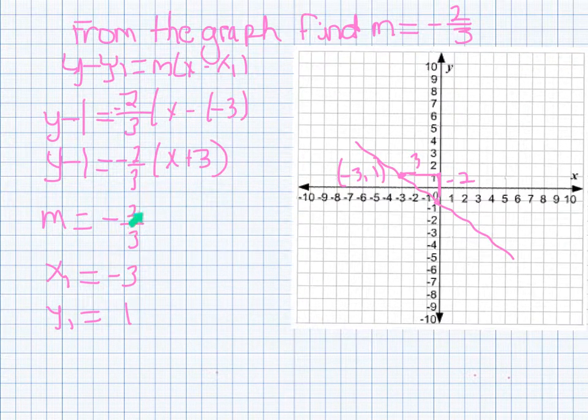There's nothing more to do with this one, so we can say m equals negative 2 over 3, x1 is negative 3, y1 is 1, and again, all the information is given to us. We're just plugging it into this original equation here.